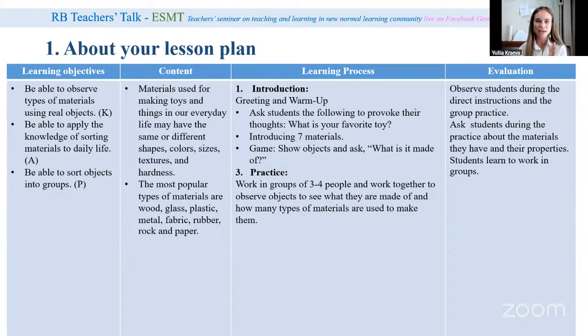The content was materials used for making toys and things in our everyday life may have the same or different shapes, colors, sizes, texture, and hardness. The most popular types of materials are wood, glass, plastic, metal, fabric, rubber, rock, and paper. We started with the greetings and warm up with students, normally just asking questions. How are you? How was your day? Or how was your lunch? Did you like it or not?